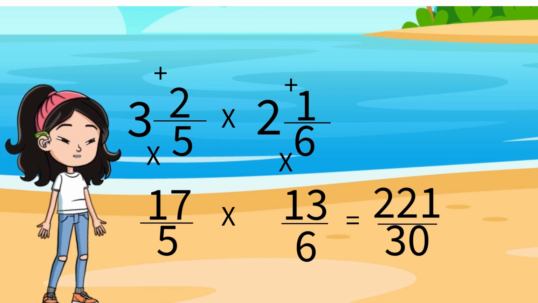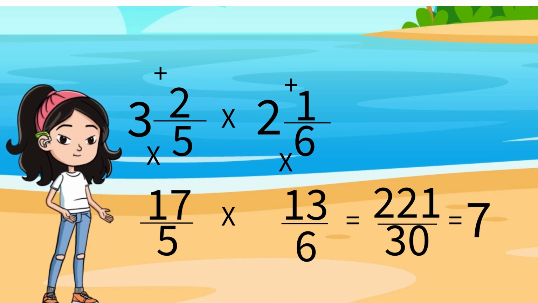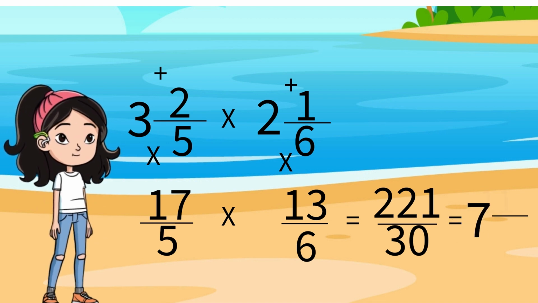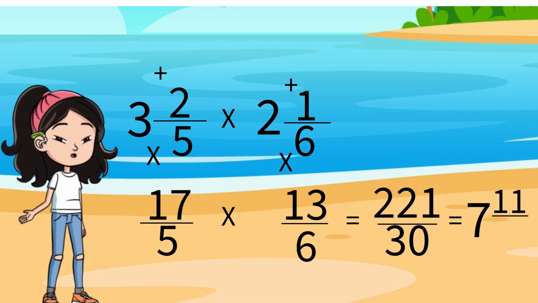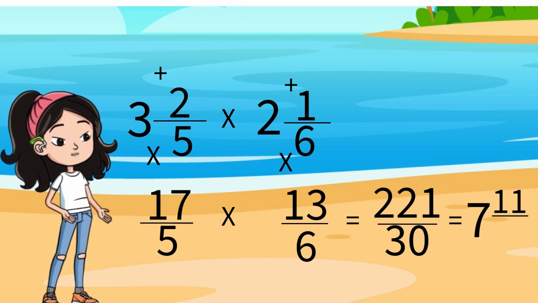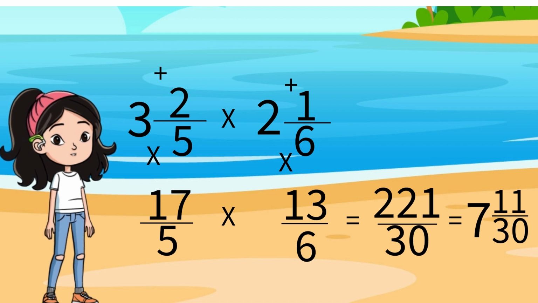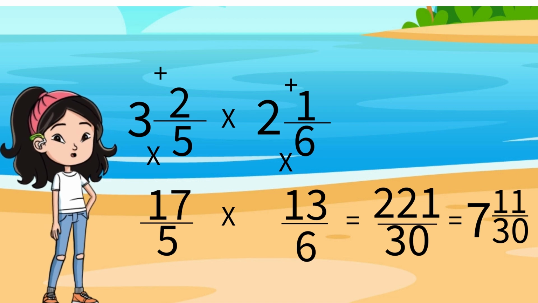221 divided by 30 is 7, and it leaves a remainder of 11. 7 is our whole number, and our numerator is 11. Then we can just put back our denominator 30. Our final answer is 7 and 11 over 30.